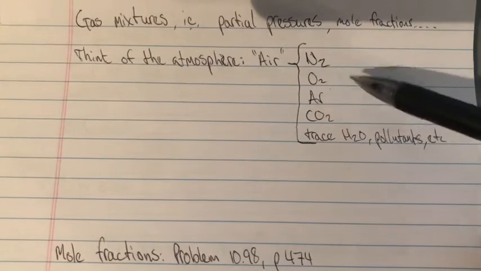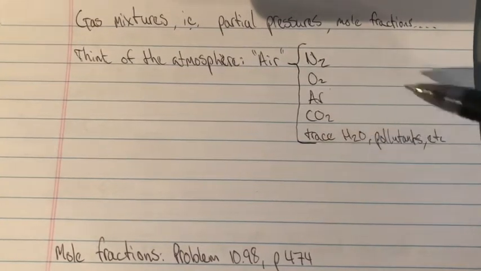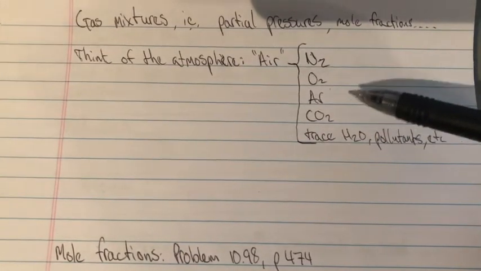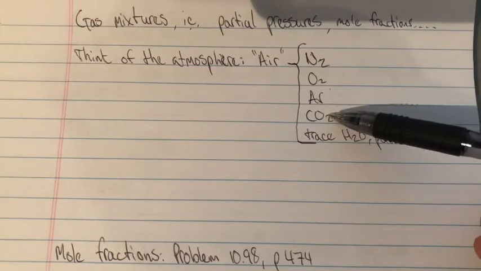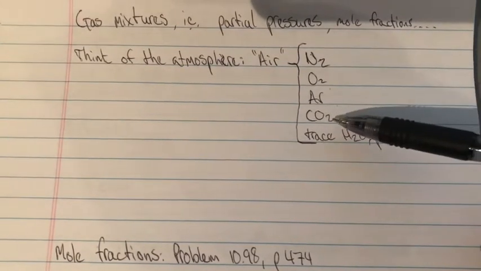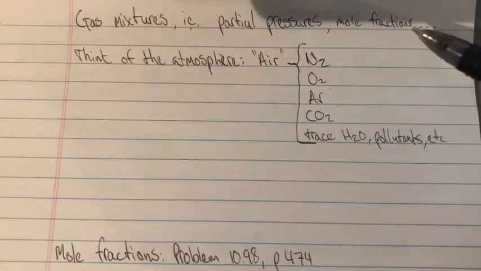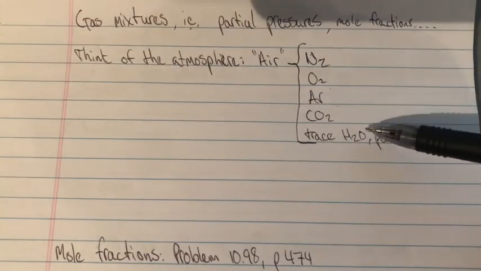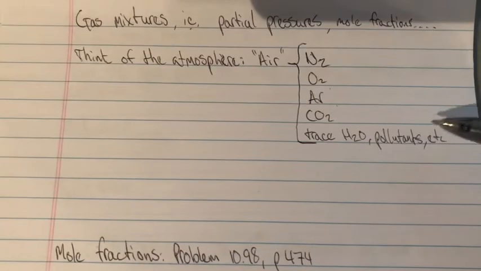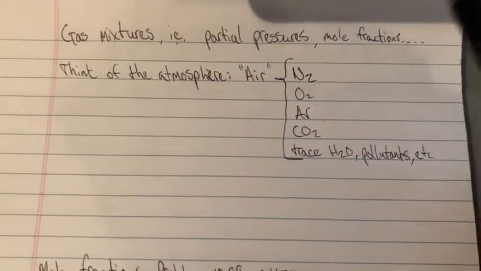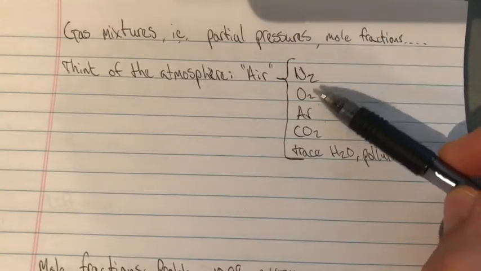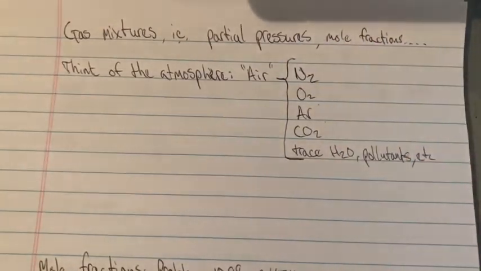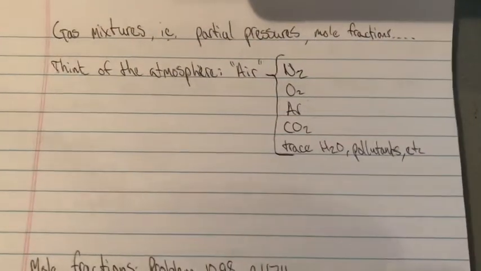A little bit of O2 there to keep us breathing, even at some higher altitudes. A little bit of argon there. A much smaller percentage of CO2, even though that's increasing. And of course, trace water, pollutants, what have you. Okay, so these are all gauged. Individual components are gauged by either partial pressures or mole fractions.